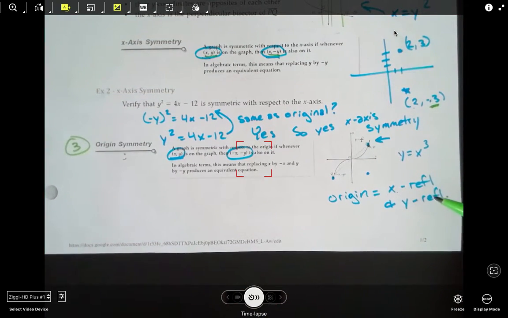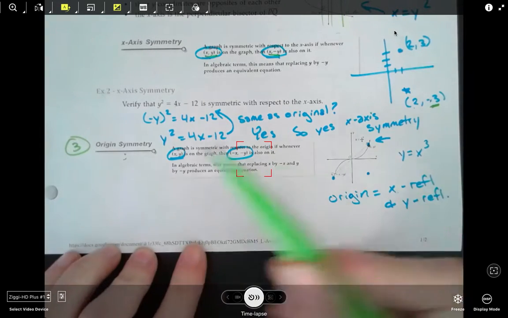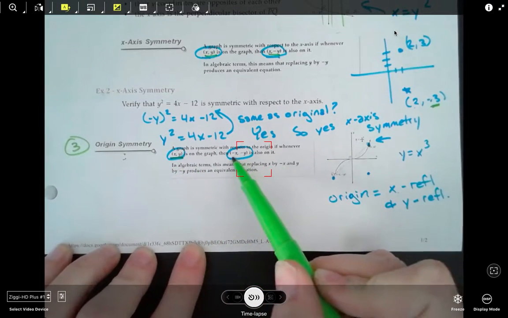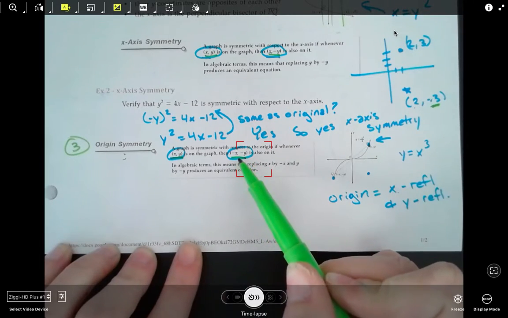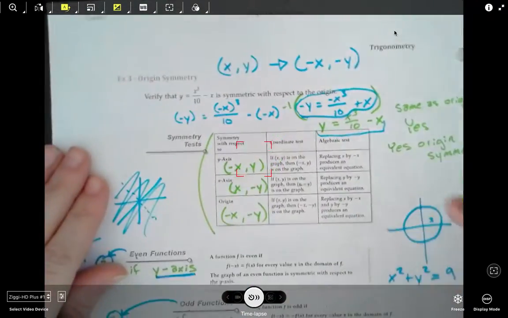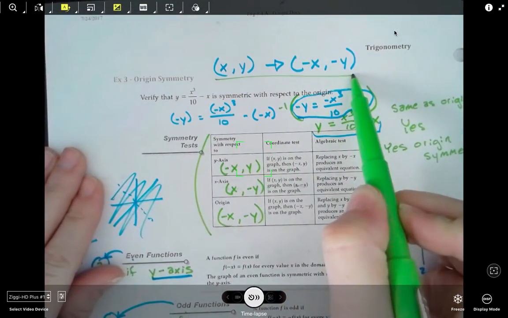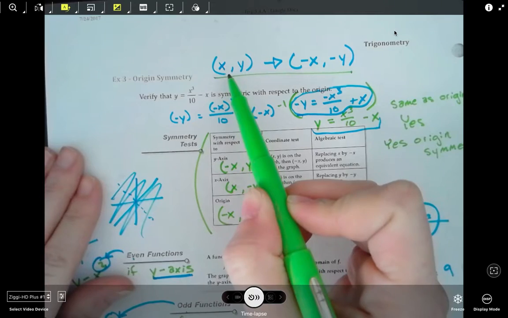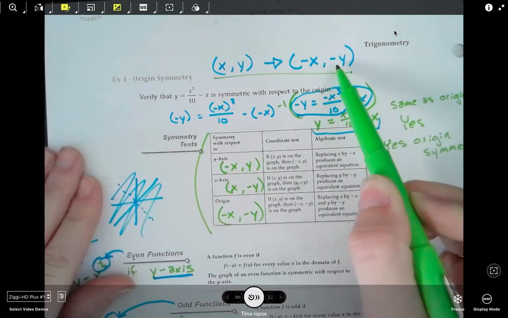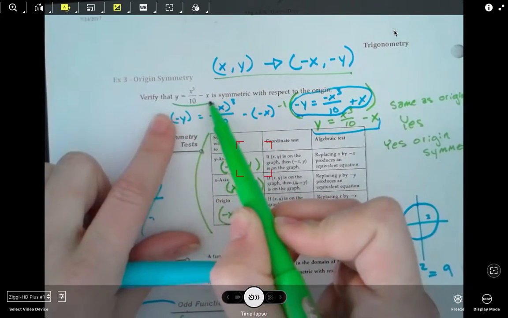It doesn't matter in that case what order you do them in, but origin is like a combination between x and y reflections. So (x, y) is replaced with (negative x, negative y). So both of them in that case become negative. And we'll see that on the back side here. So this guy, I went ahead and wrote out the equation again, or the rule, I guess. (x, y) becomes (negative x, negative y). So we're taking and plugging it into this equation.